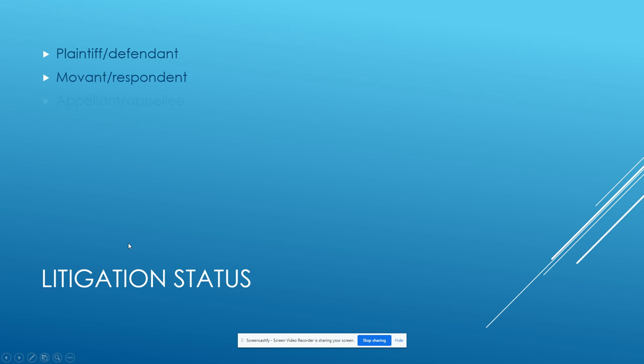Litigation status. Okay, so normally in a case, when we're filing a lawsuit, we think about plaintiff. The plaintiff is the one bringing the lawsuit, and the defendant is the one defending against the lawsuit. In an appeal, the person filing the appeal is called the appellant, and the person against whom the appeal is being filed is called the appellee. Appellant, appellee. ANT is the one doing something.